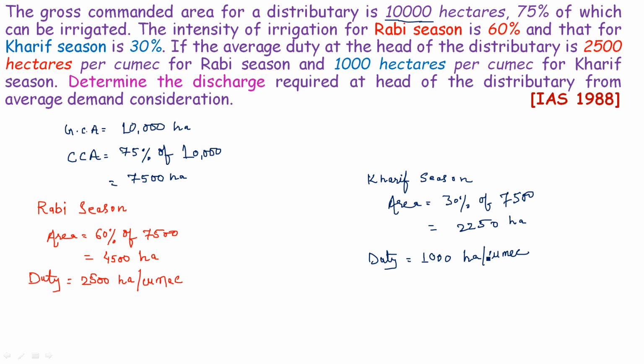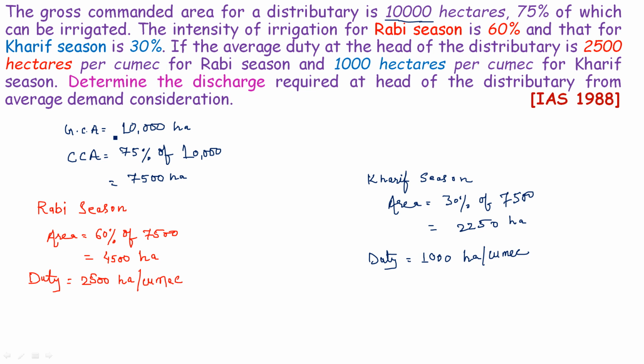Duty means how much area can be irrigated by 1 cumec. If we discharge 1 cumec of water, then the area that can be irrigated is called duty. So 10,000 hectare per cumec means 1 cumec of water will irrigate 10,000 hectares of area.